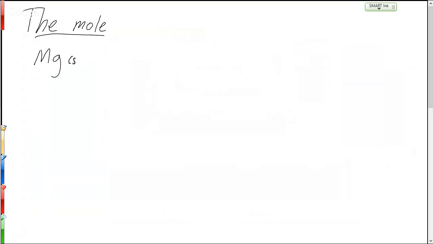We're going to take solid magnesium and react it with oxygen gas. And we're going to get this product, magnesium oxide, which is a solid. So last time we talked about how you have to balance this equation. So we would put a 2 here to balance the oxygens and then a 2 here to balance the magnesiums.